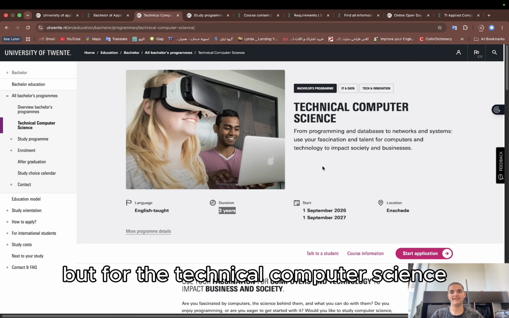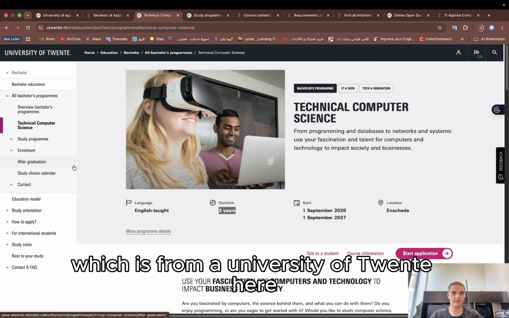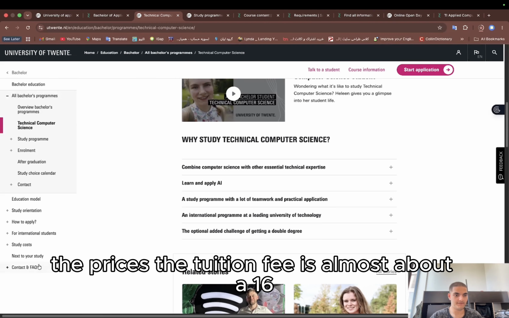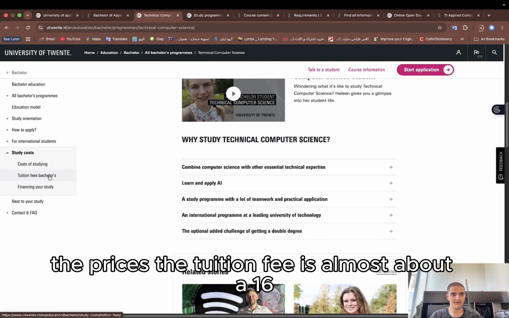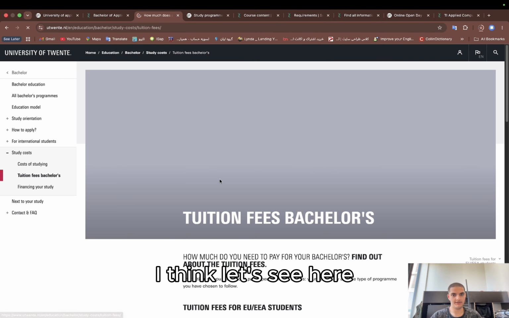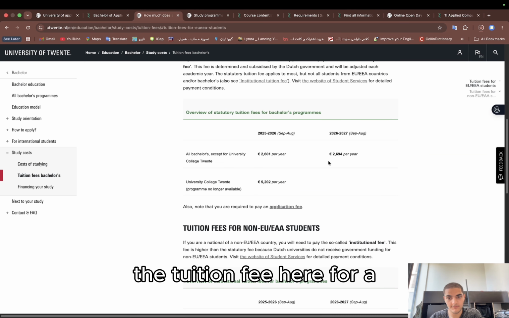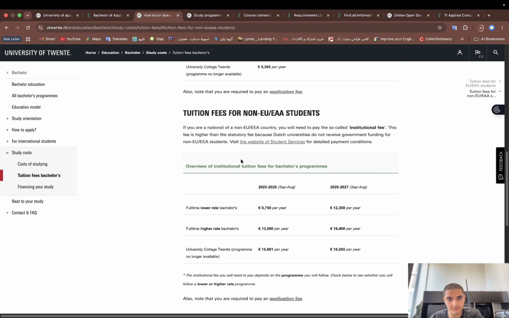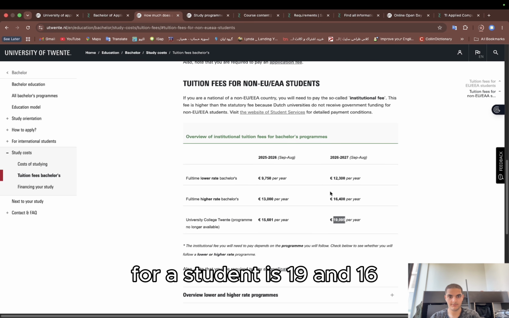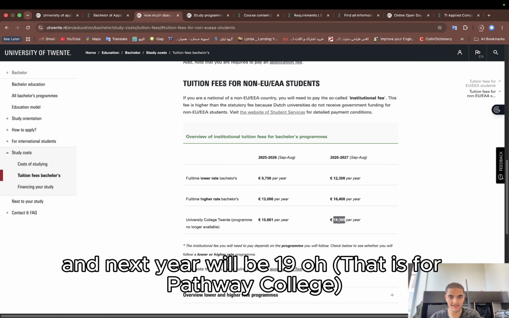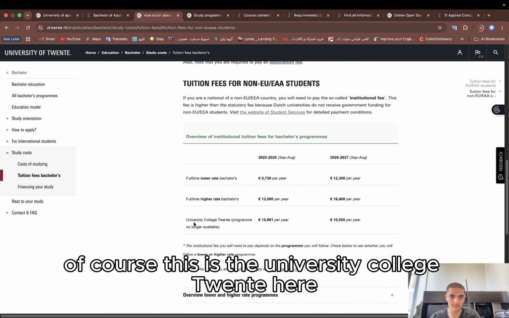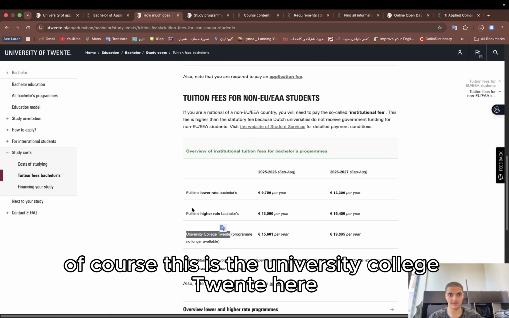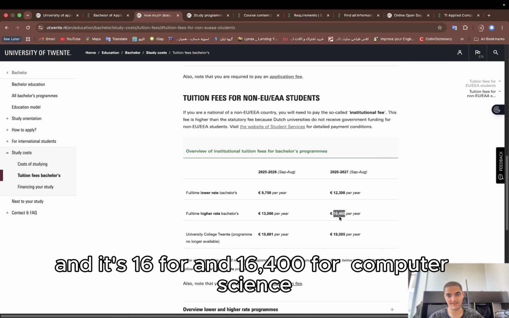But for technical computer science, which is from University of Twente, the tuition fee is almost about 60, I think. Let's see here, the tuition fee for a student is 90, 16, and next year will be 90. Of course, this is the University College Twente. Here it's 16,400 for computer science.